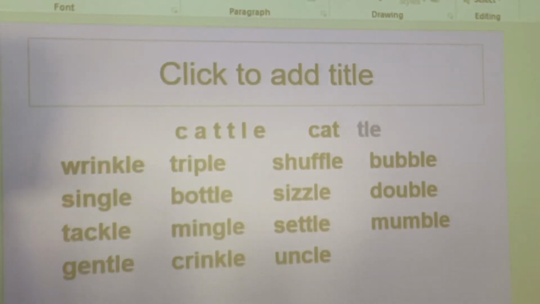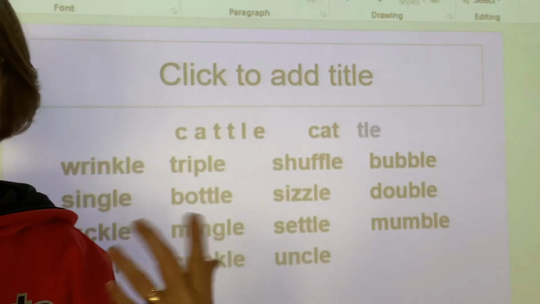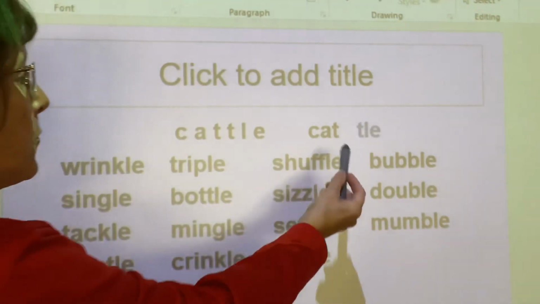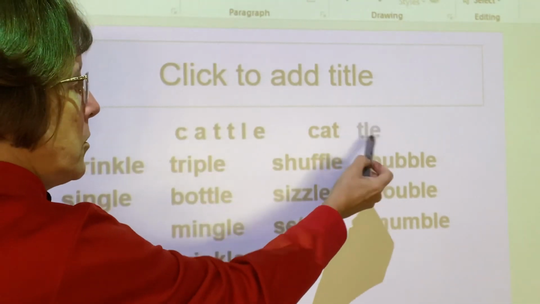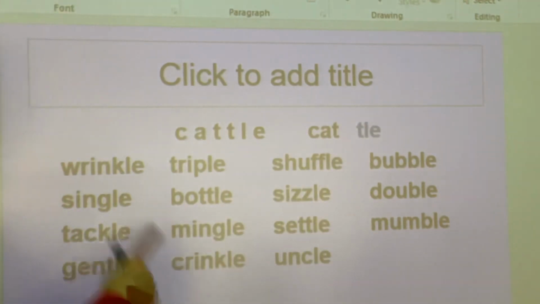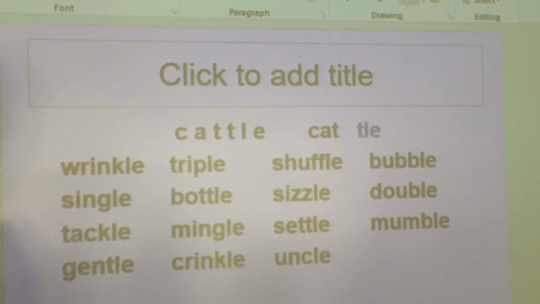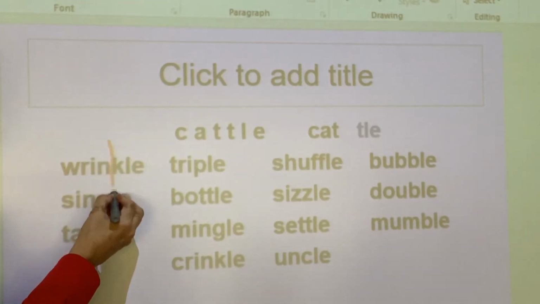Okay. All right, we have the word cattle. Now, if we were to put that into syllables, it would be cat and tull. We would split it between the two T's. This word is wrinkle. The W is silent. So where would I split this into syllables? Well, between the N and the K.